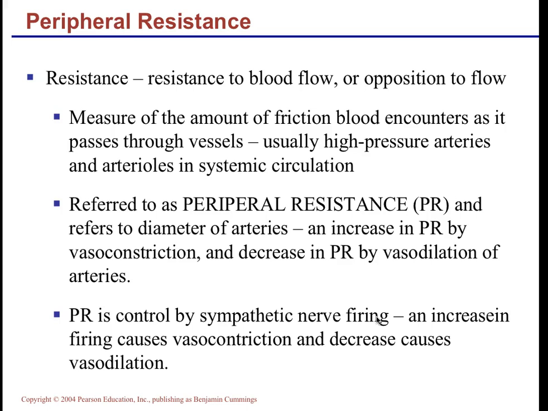And if the medulla feels that certain arteries have to be constricted and increase the peripheral resistance, then the medulla will start to fire sympathetic nerves at a very high rate. And that high rate of sympathetic firing is going to increase the vasoconstriction of those blood vessels. They're going to constrict, peripheral resistance goes up.